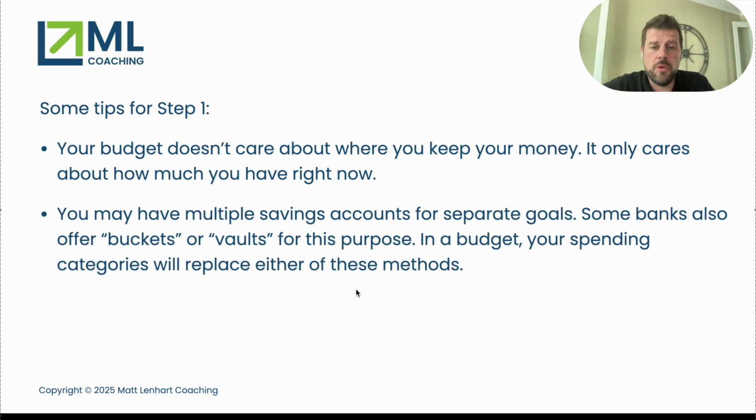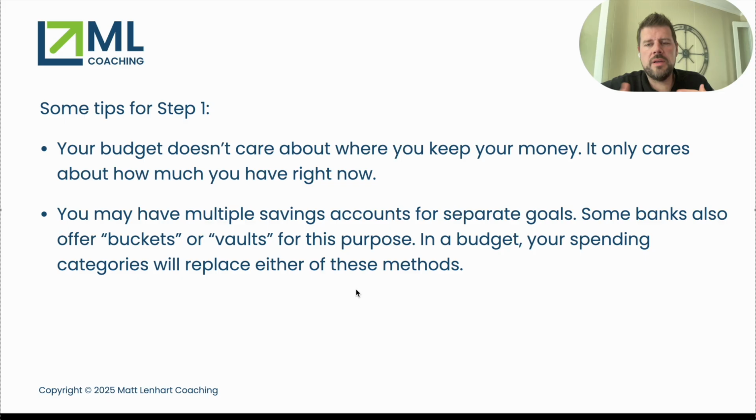So I already mentioned that you might have multiple savings accounts for different goals, and that's okay if you do that. That's a totally valid way to do it when you don't have a budget yet. But there's also this other thing where some banks are offering these buckets or vaults, a little feature where you can have just one savings account, but you can split your money up visually into different sections. So you can have a vault for a vacation, a bucket for a new car, whatever you want to do. But technically the money's all in one account.